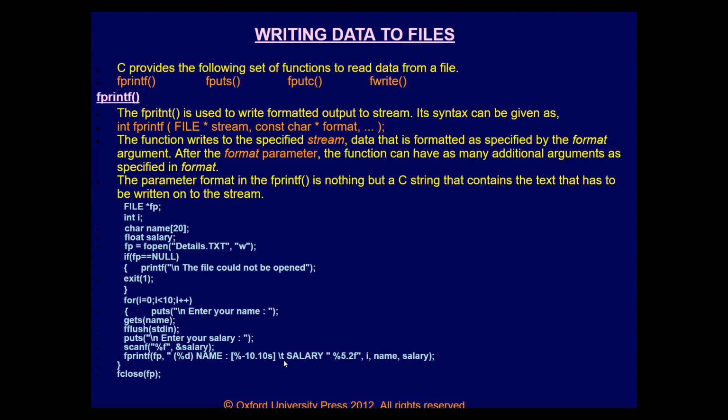This writes the formatted information to the file, including index, name, and salary. Then fclose(fp). What it means is the code opens a file, prompts the user to input names and salary 10 times, writes this information to the file in a specified format, and then closes the file.